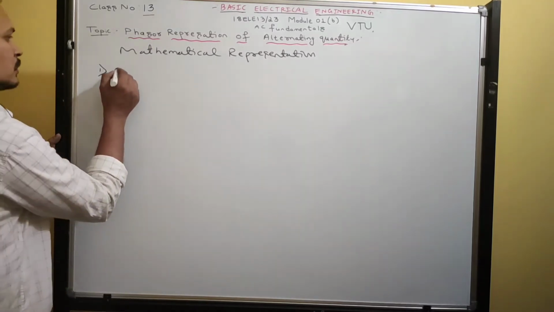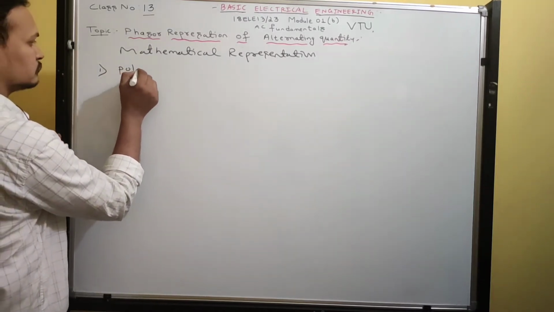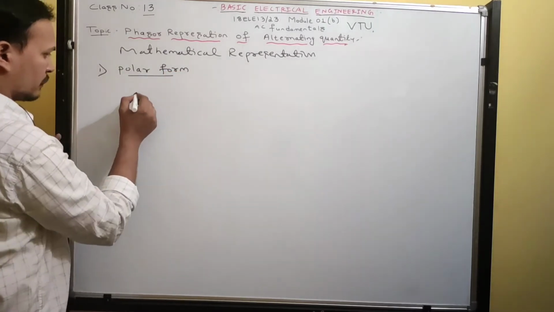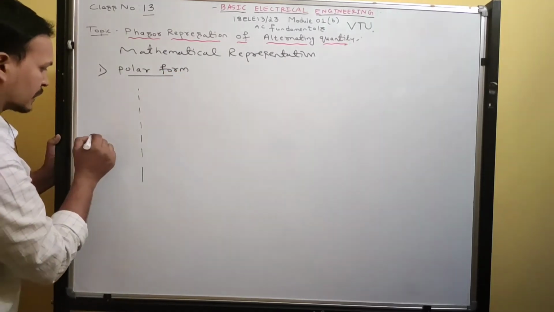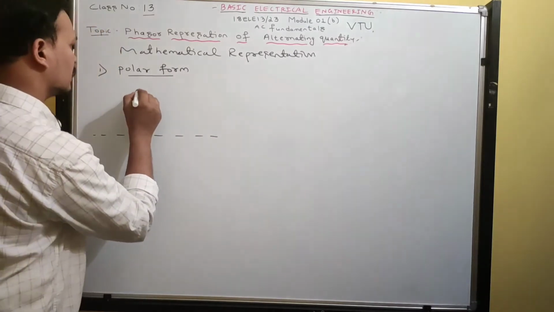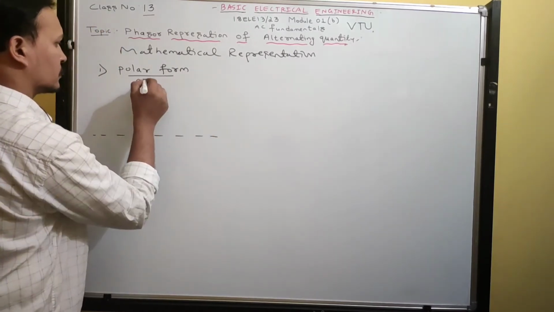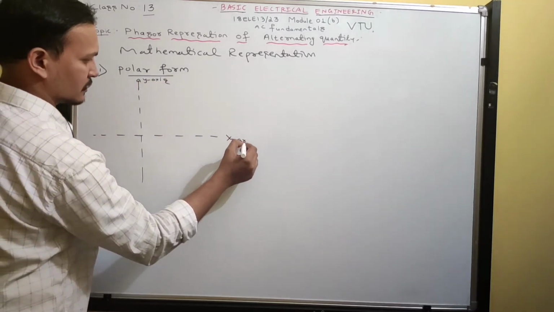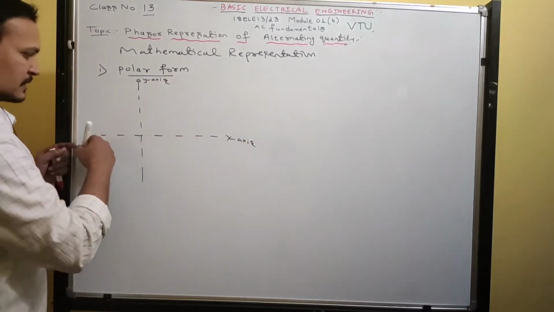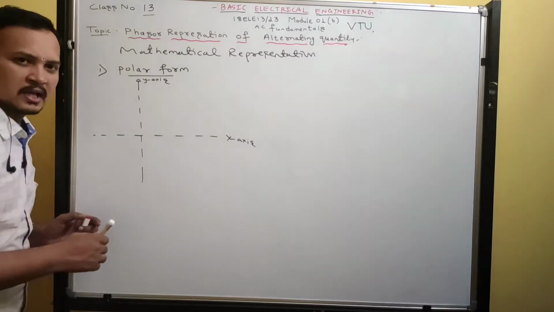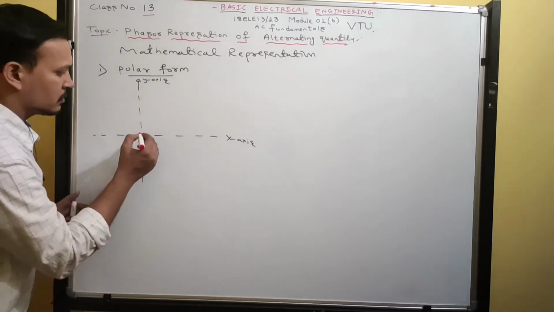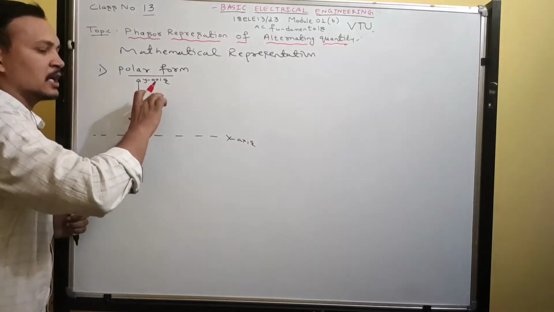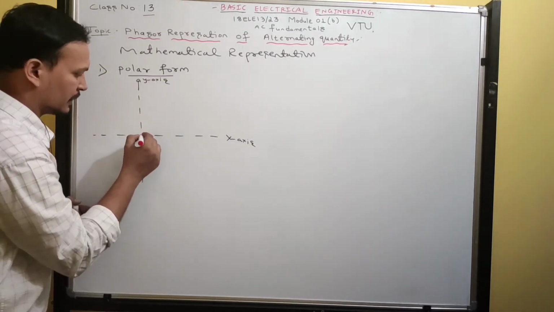Okay, now look at here. Polar form. Now you draw the x and y axis. This one is y axis and this one is x axis. X axis is the real part, y axis is imaginary part. Now some vector is here. It is rotated by some angle. So I am taking that vector.